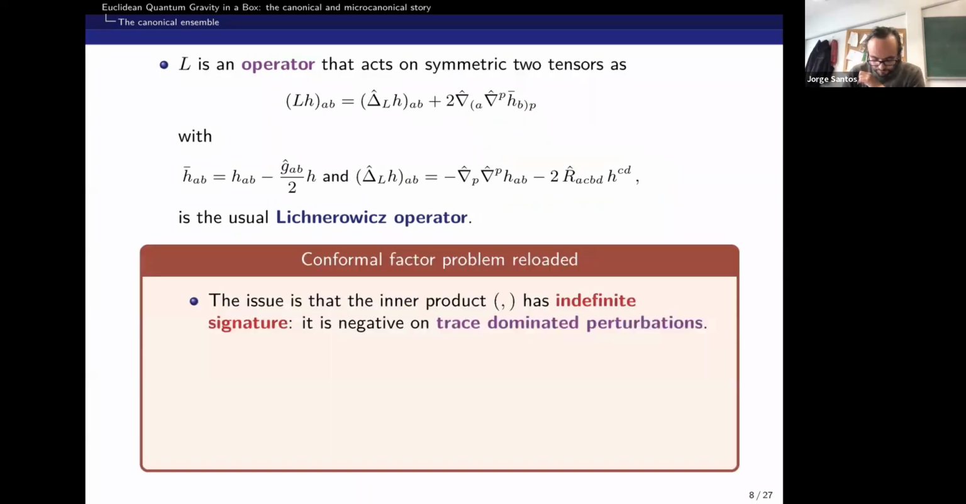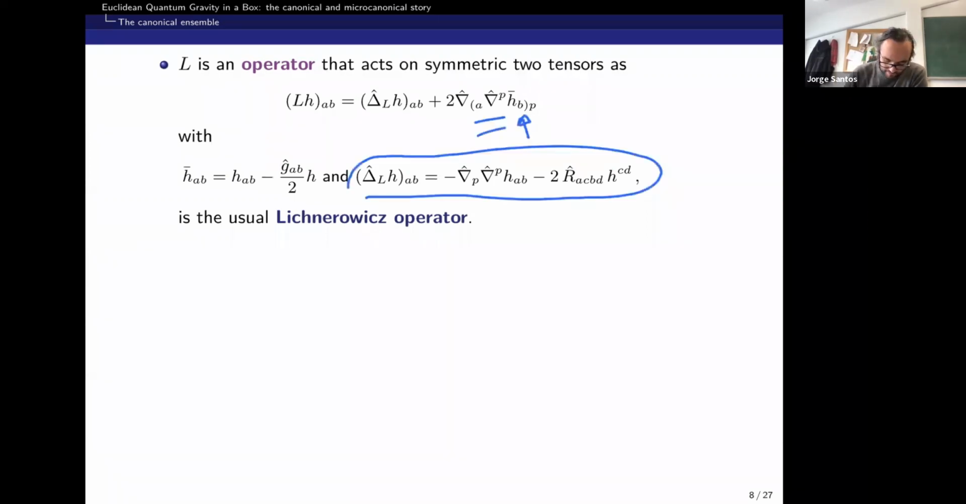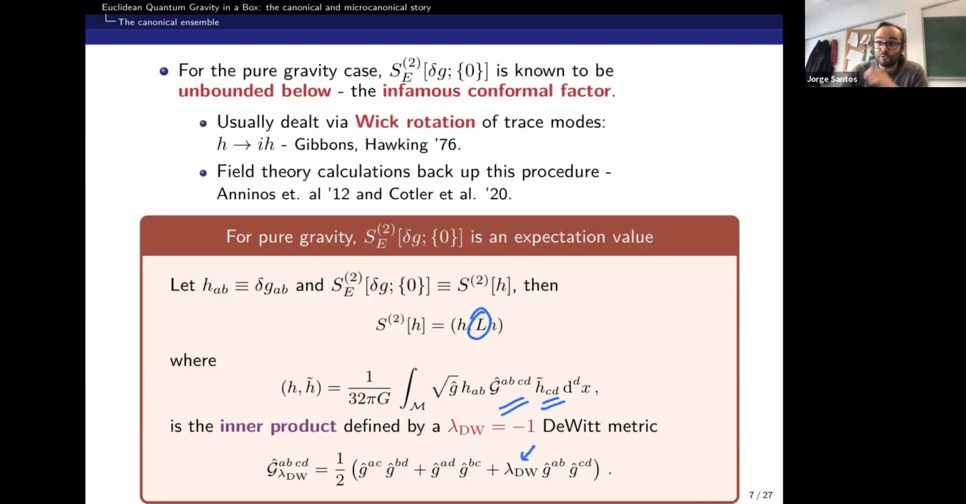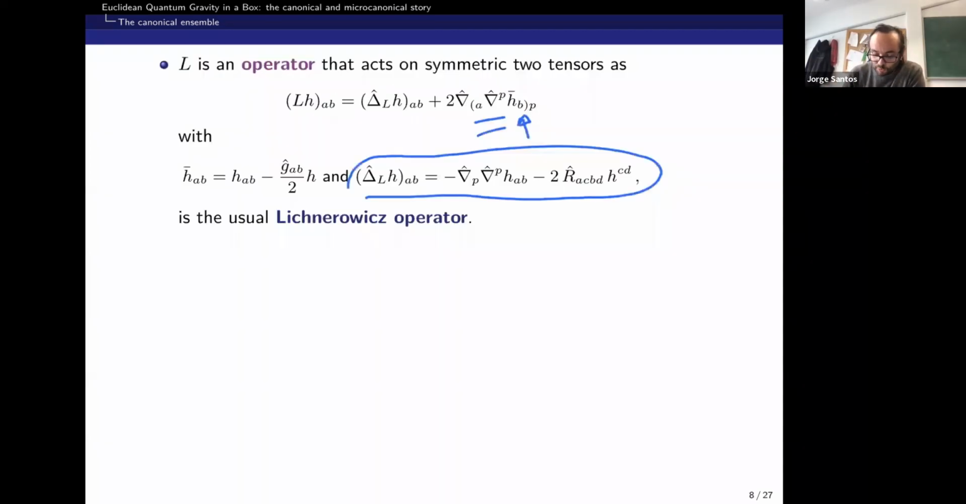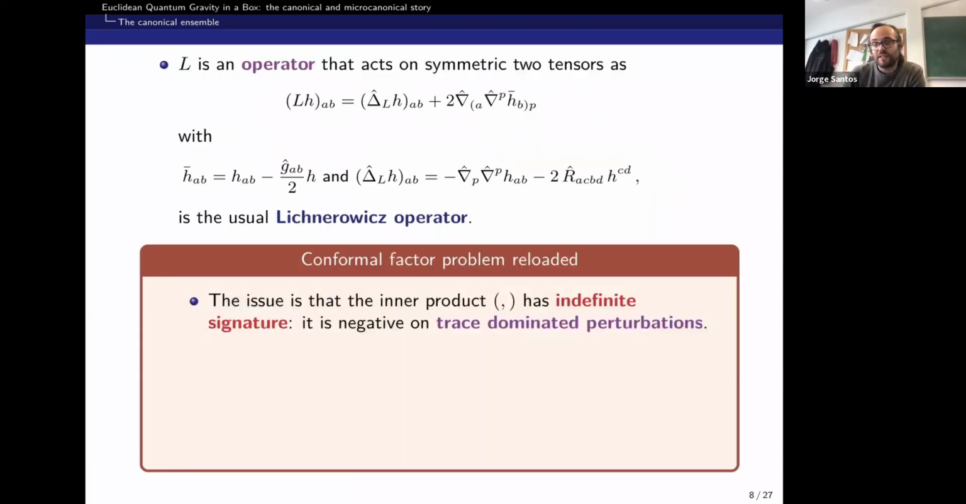All right, good. So in this language, where is the conformal factor problem? The problem is that this inner product defined by this metric here, between two metric perturbations, is not positive definite. It is in fact negative if you look at trace dominated perturbations. So there's a natural expectation value that you can write down, but the expectation value uses a certain inner product, which is not positive definite.